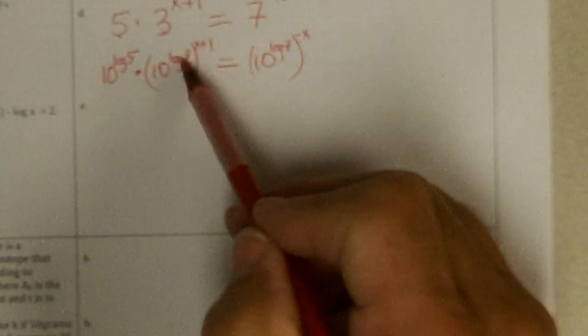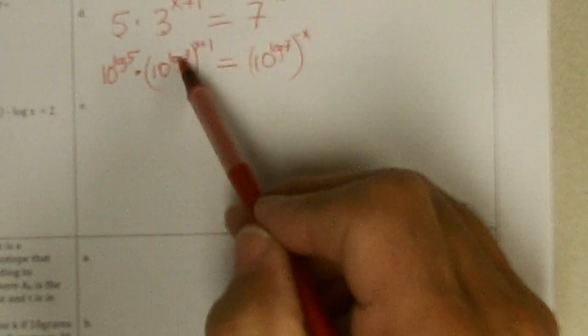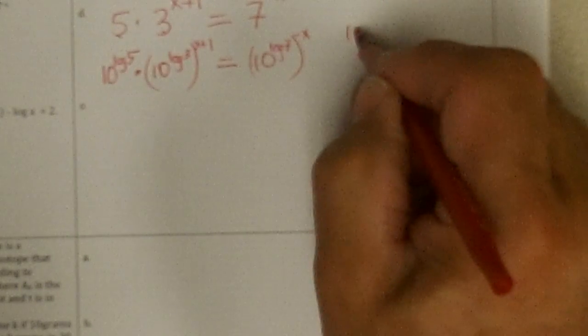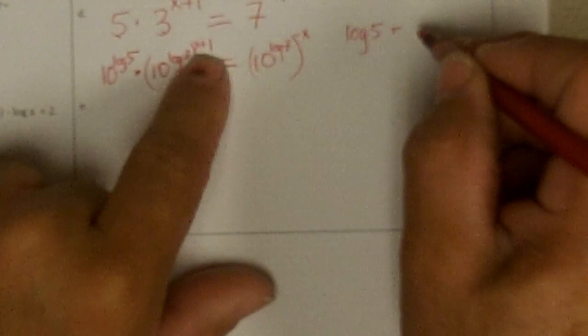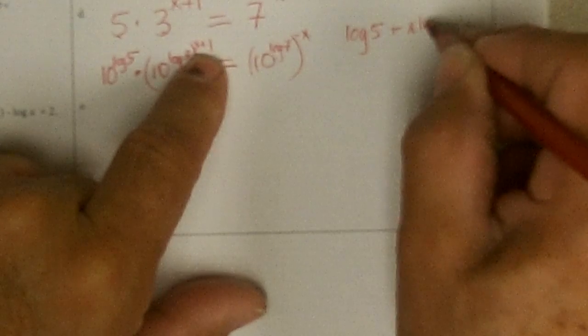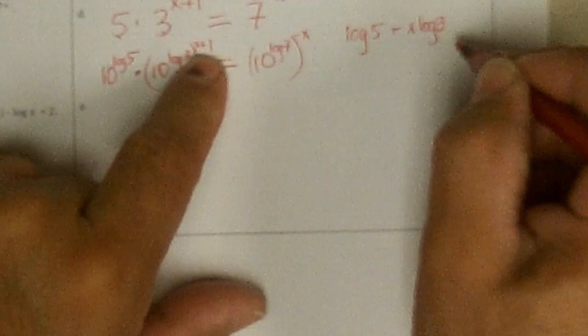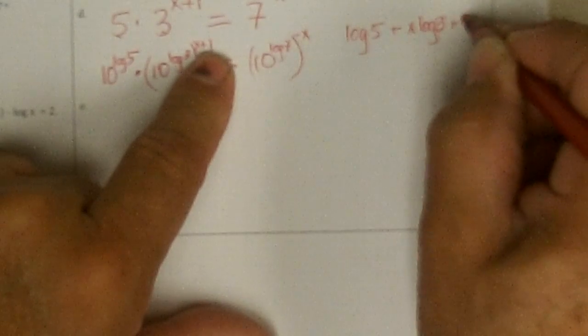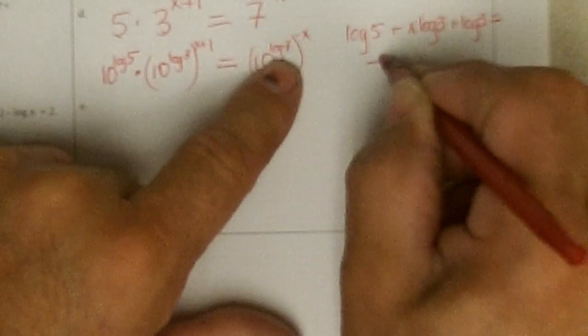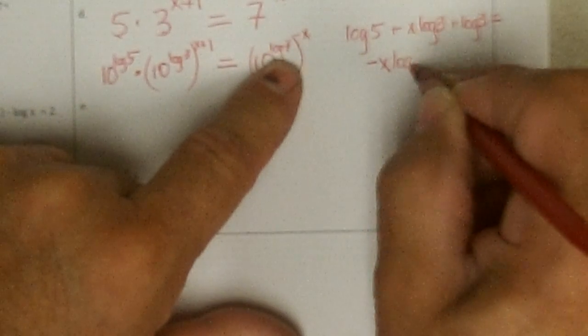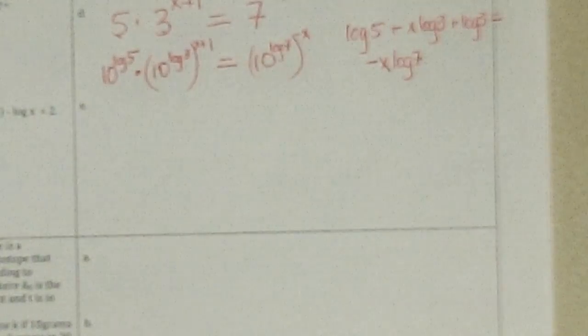So now, this says I need to multiply these two powers when I got something to a power. And when I multiply two things with the same base, I add the power, so I get log 5 plus log 3 times x, so I'm going to write that as x log 3. Log 3 times 1 is plus log 3 equals negative x log 7, multiplying those.